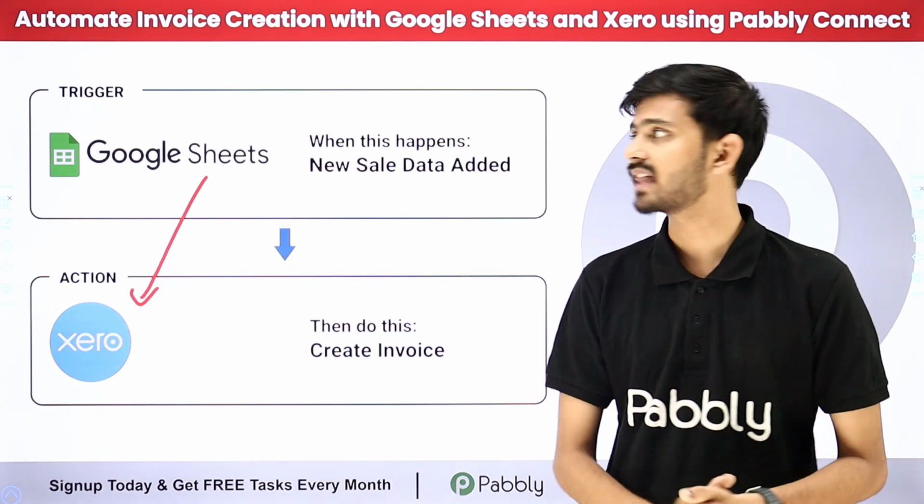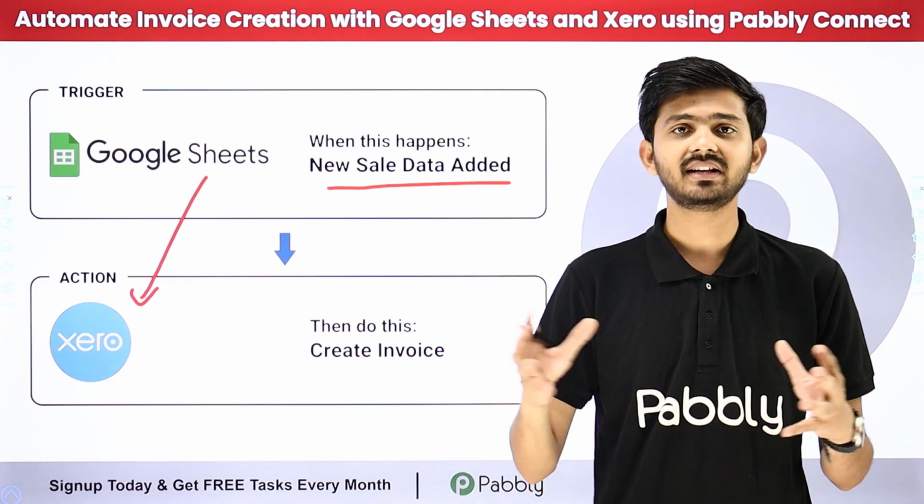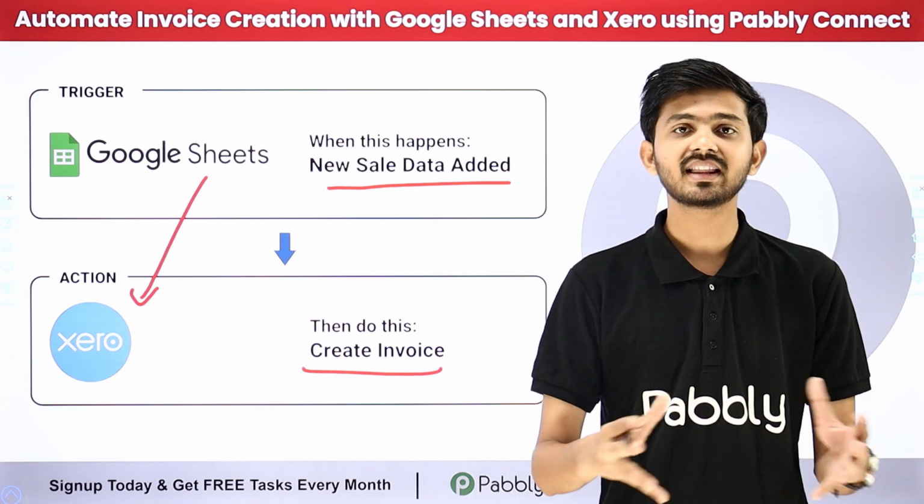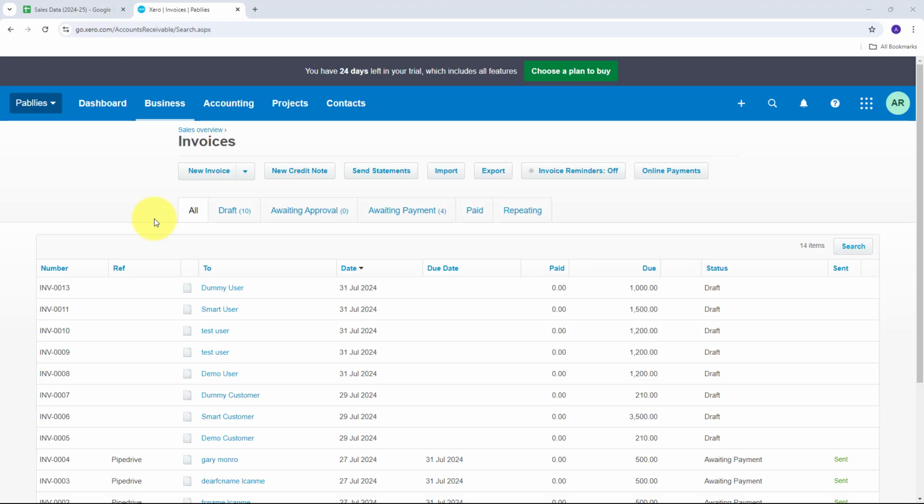Now with Pabbly Connect, as I add the data of a new sale in my Google Sheet, automatically by using that detail, I'm going to create a new invoice by using Xero. So how am I going to build this connection? For that, let me take you to my computer screen. I hope you can all see my computer screen, and today we are going to see how we can automate invoice creation with Google Sheets and Xero using Pabbly Connect.